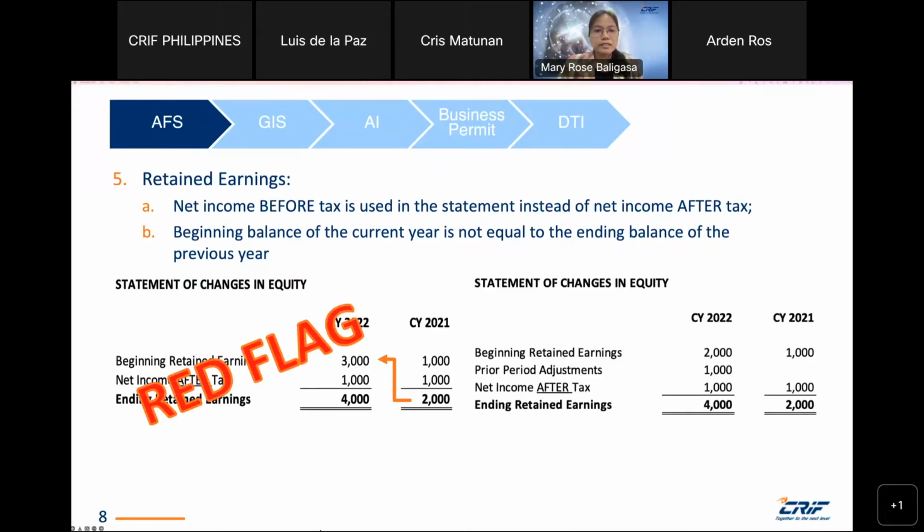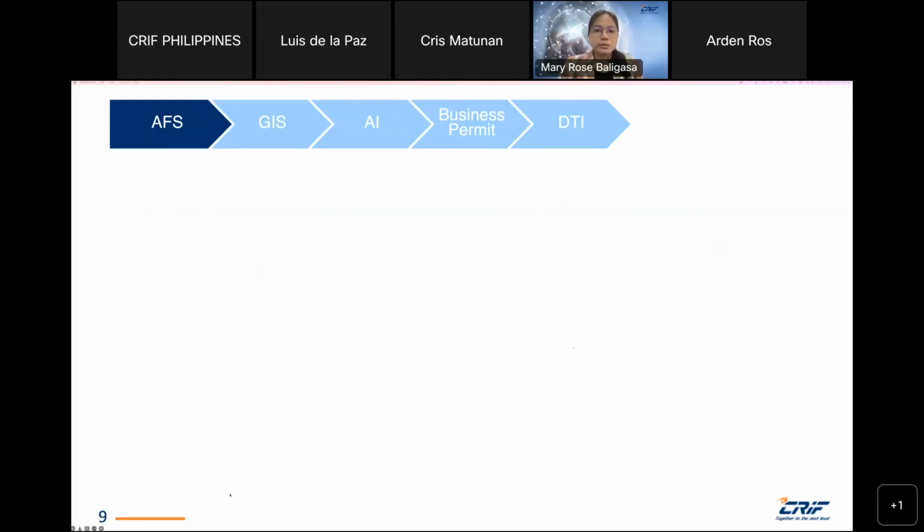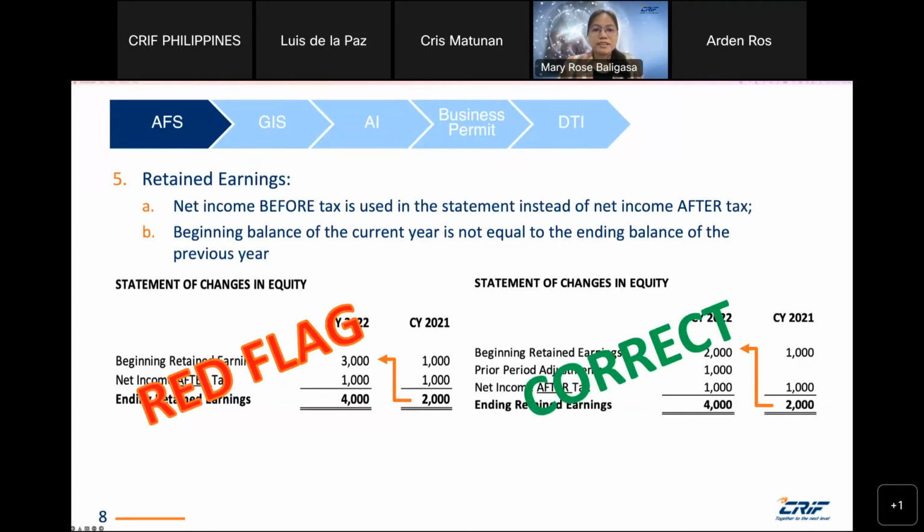The next one is statement of changes in equity naman. Ito naman yung sample ng tama. Kasi kung mapapansin nyo na yung calendar year for 2021 is at 2,000, then yung kinary forward niya dun sa retained earnings na beginning is at 2,000. So this is a correct financial statement.